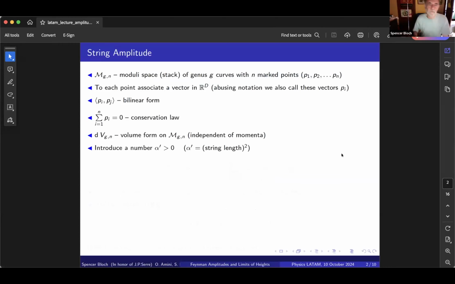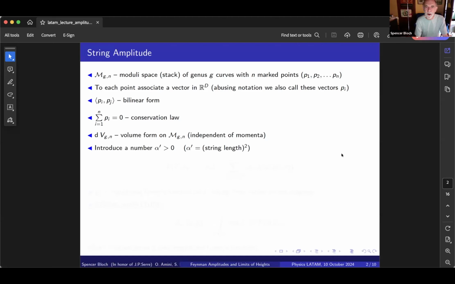So I'm going to explain the setup. It's sort of geometric in nature. M sub G,N will be the moduli space, or the moduli stack, or it all gets quite technical, but we can be vague, of genus G curves with N marked points. And to each point we associate, and this is kind of complicated, a vector in space-time R^D, of dimension capital D.